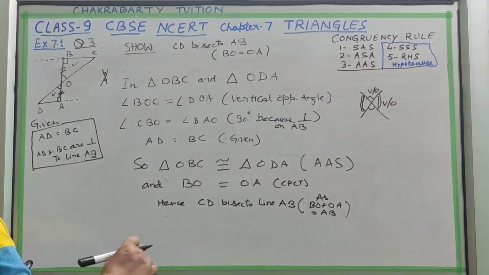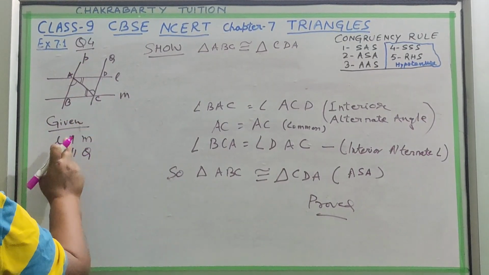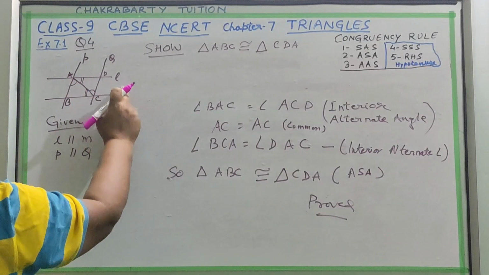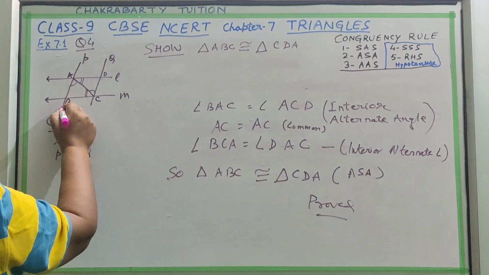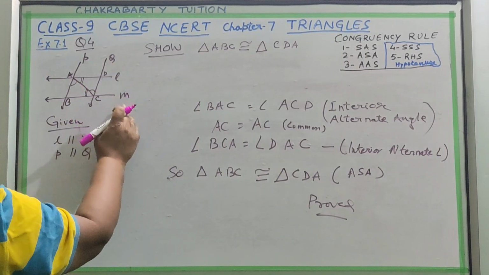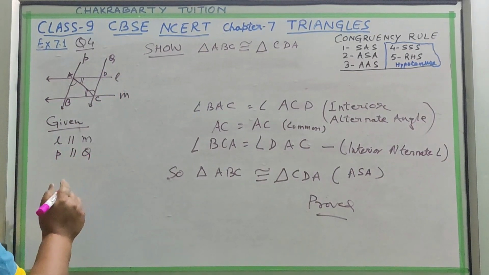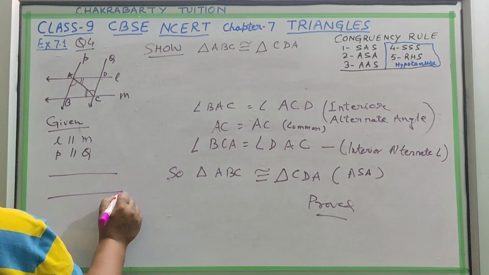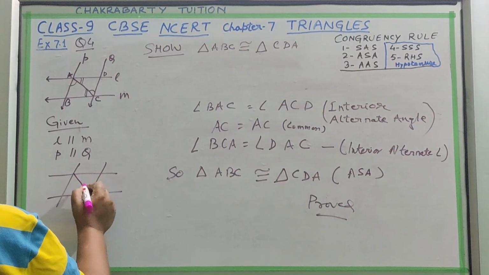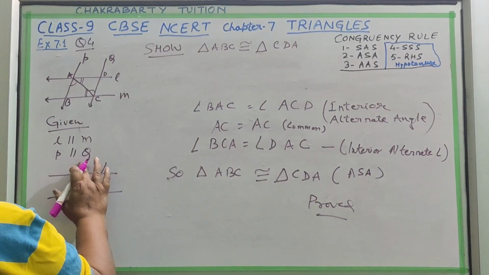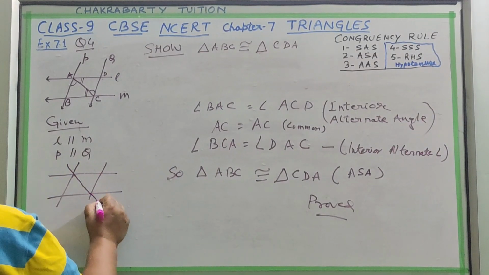Now question number 4 we are going to do. In question number 4, this is the figure given. In that figure, this is line L and line M. Line L is parallel to line M, and line P is parallel to line Q, it is given. So when there are parallel lines, suppose this is a parallel line, and this line is cutting it. What happens? This is also a transversal line.